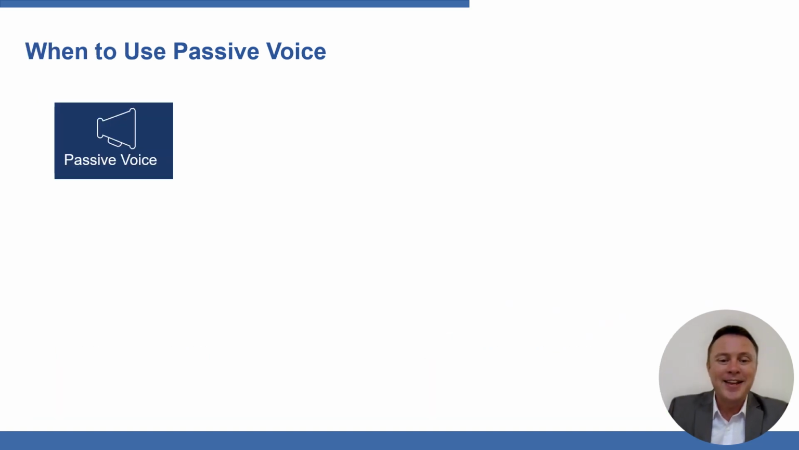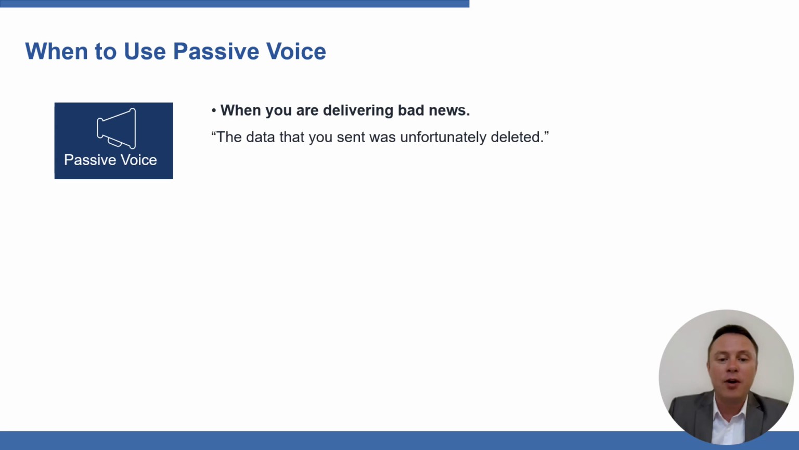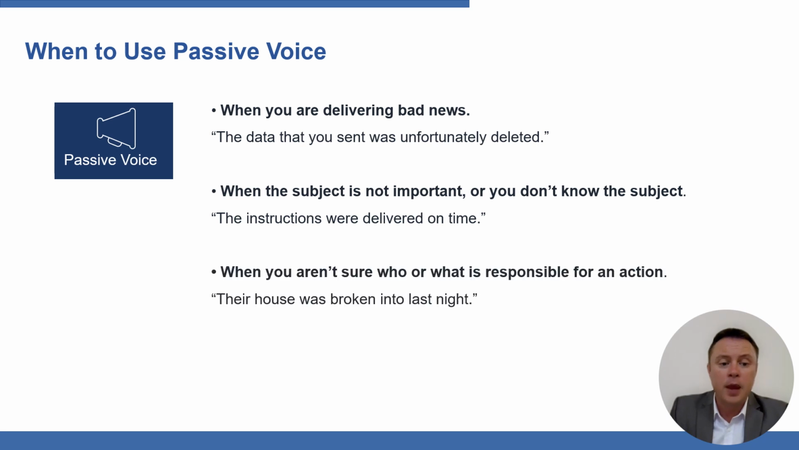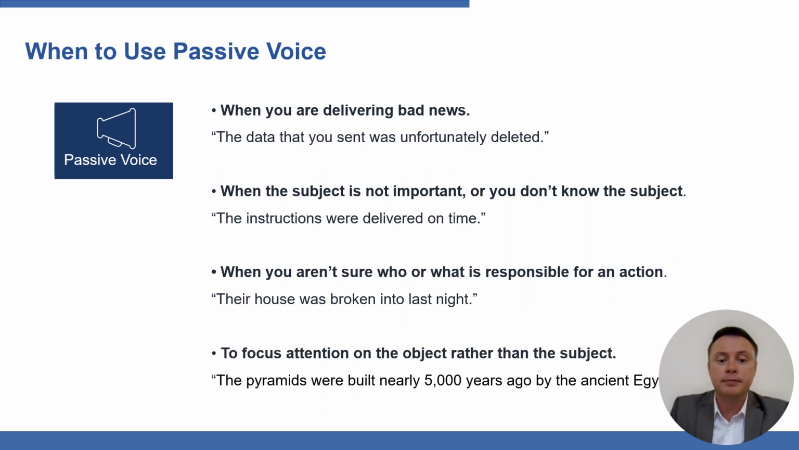Okay. Now, when to use them, here are the other rules. The first one that I mentioned is when you are delivering bad news. The next one is when the subject is not important or you don't know the subject. Maybe you don't know who they are, in which case you can't state them in the sentence, so use the passive. When you aren't sure who is responsible for an action, so maybe there are multiple parties and you're not sure who, again, this circumstance would be for the passive.